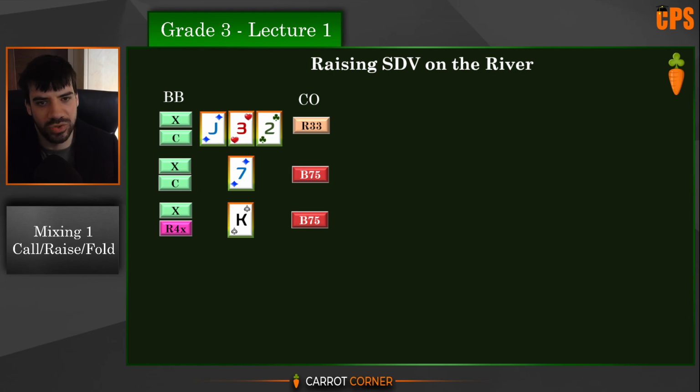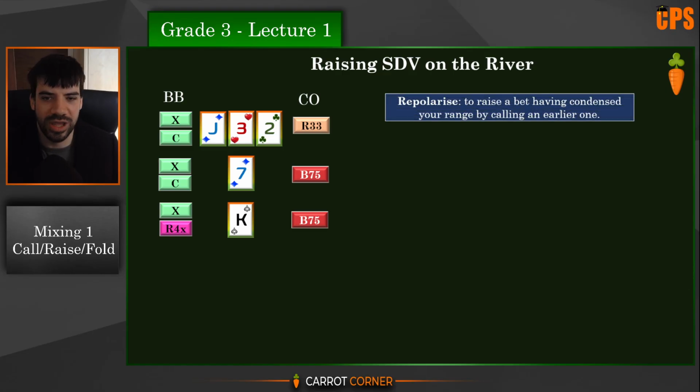Why is this entitled raising showdown value on the river? Surely raising showdown value is a weird thing to do. Well, actually, no. Here we're repolarizing. And just a quick bit of jargon, repolarize means to raise a bet, having condensed your range by calling an earlier one.